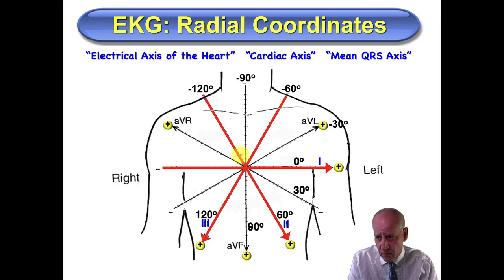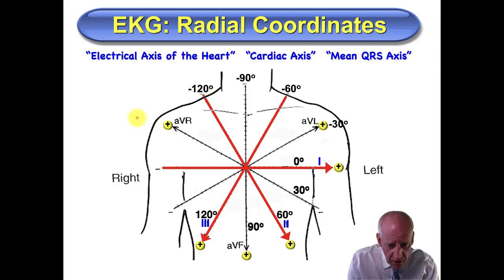And this is evaluated with a radial coordinate diagram. It simply plots the axes for the 6 limb leads, and by convention the direction of the left arm is taken as 0, and the coordinates are positive reading clockwise. So we go 0, 30, 60, 90, 120, and then we go minus 30, minus 60, minus 90, minus 120.